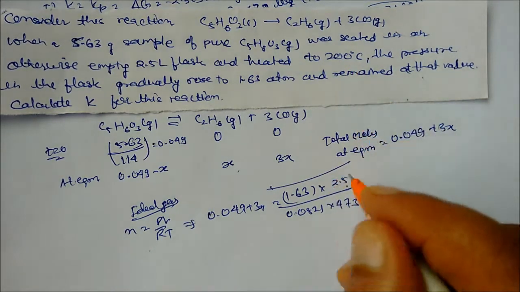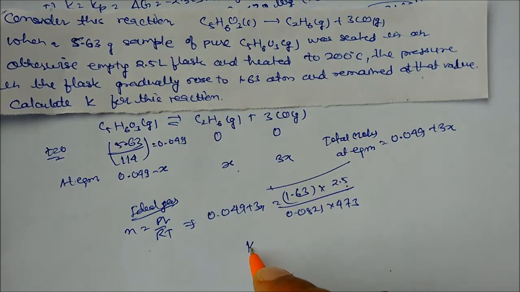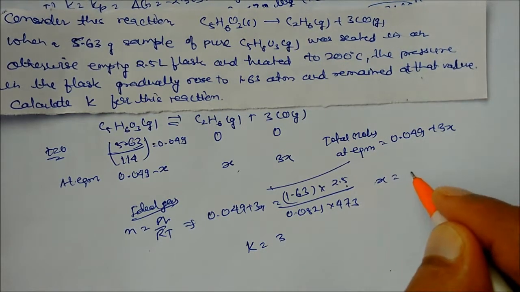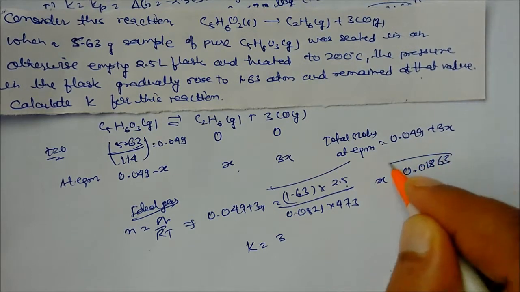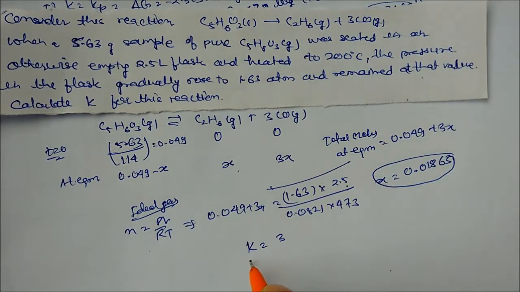200 is given. So on solving, we'll get the value of x is 0.01863. So this is the value of x. Now we can find K. So K is nothing but x into (3x) cube into x divided by 0.049 minus x. So this is the value given.